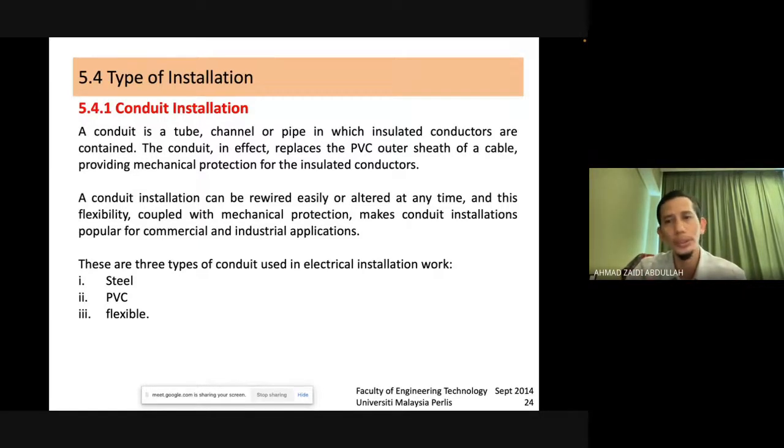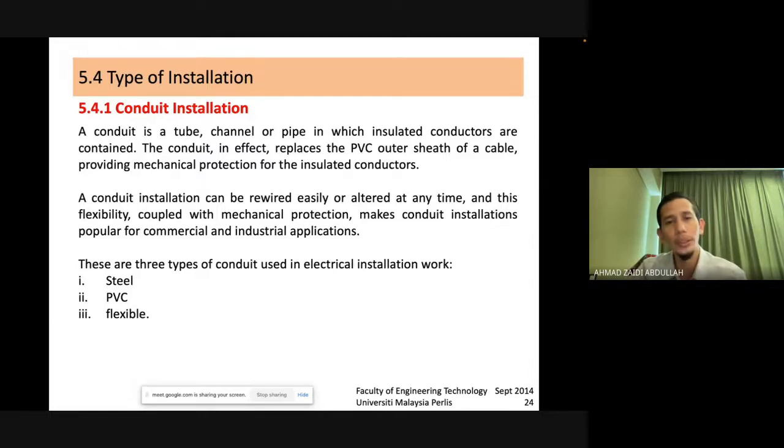PVC, so it is easy for alter kan, kita nak potong pun senang lah. Couple mechanical protection makes conduit installation popular for commercial and industrial application. If you can see, most of the projects right now we are using the conduit lah kan.